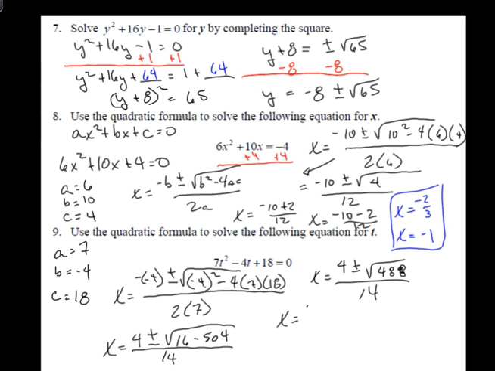So x is equal to 4 plus or minus square root of 488, which is the same thing as saying 4 times 122. So that'll be 2 square root of 122 over 14. Looking at my Mickey Mouse ears, I can take a 2 out of all of those. So my final answer is x is equal to 2 plus or minus square root of 122 over 7.